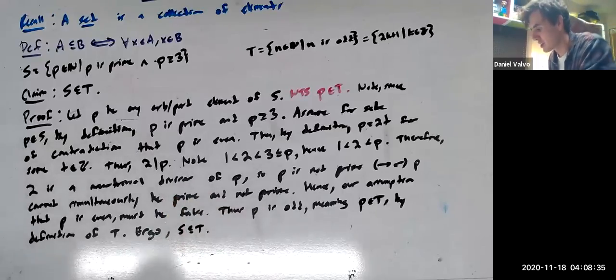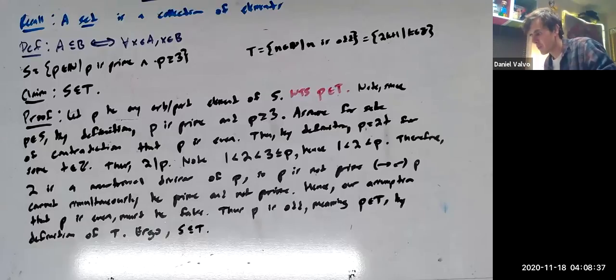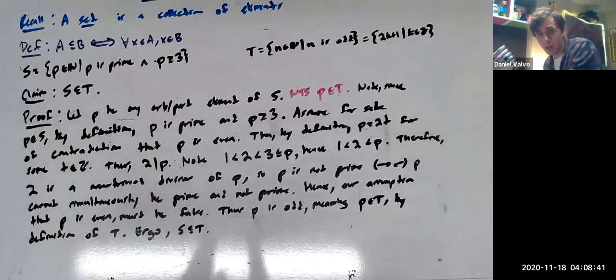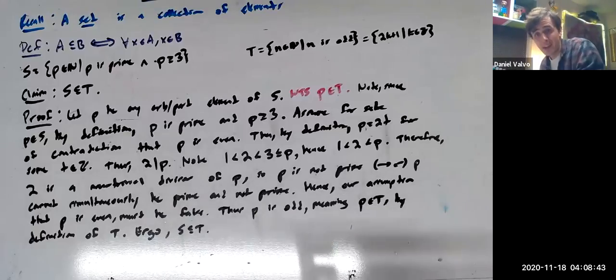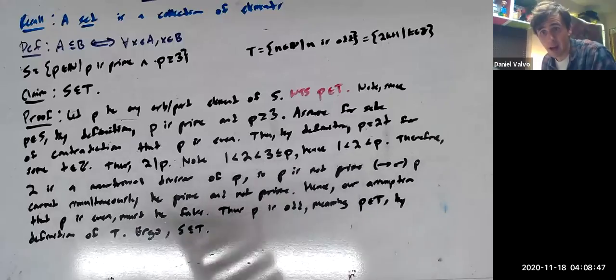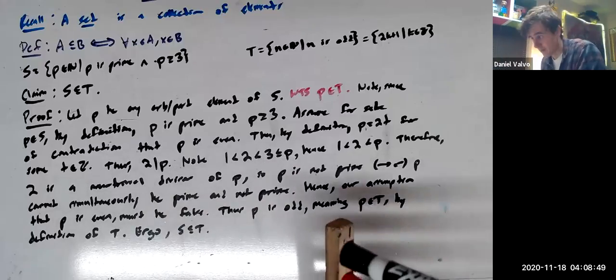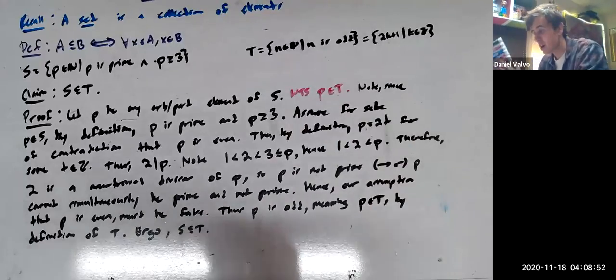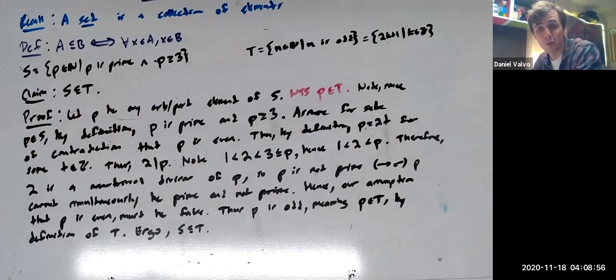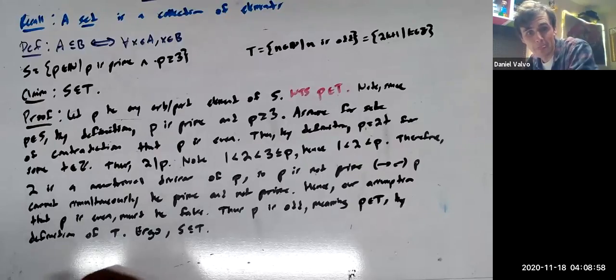is a subset of T, right? That was the whole point of all this. We've proven that if p is in S, it's a prime greater than or equal to 3, meaning it can't be even because that would make it not prime. So therefore, it has to be odd, which is exactly what it means to be in T. So if p has the property that's in S, it's going to have the property that's in T. Therefore, S has to be a subset of T.